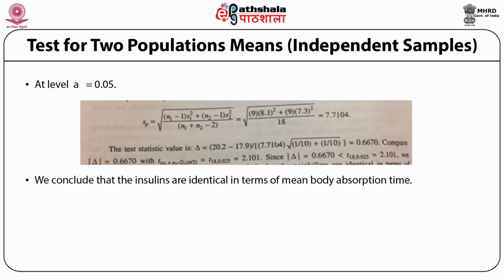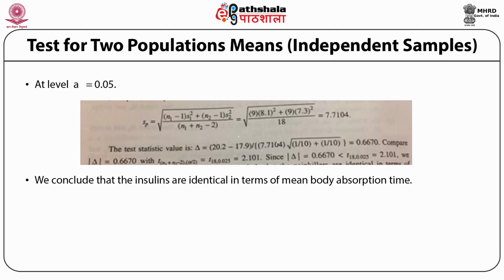The t calculated is 0.6670. Now this is the value 7.7104 is equal to x minus mu over sigma, the standard deviation. So instead of the standard deviation, we have used this formula denoted by Sp, and after this we need to look at the degrees of freedom.